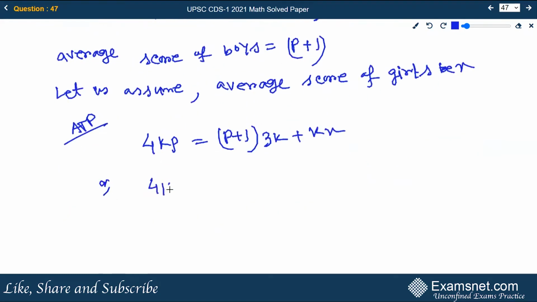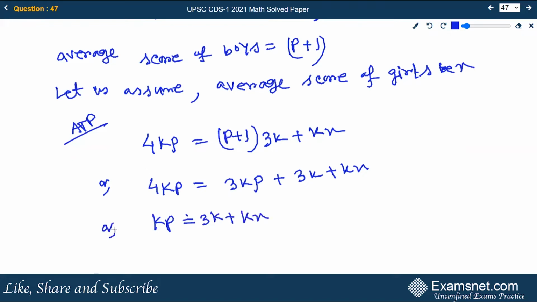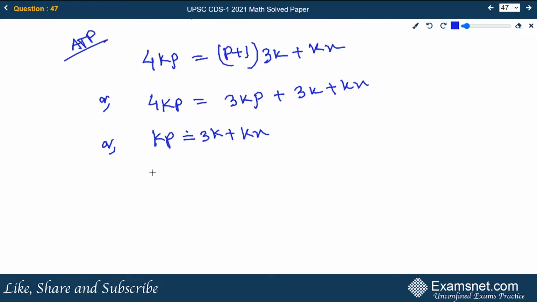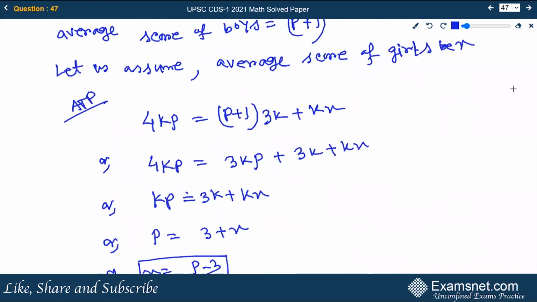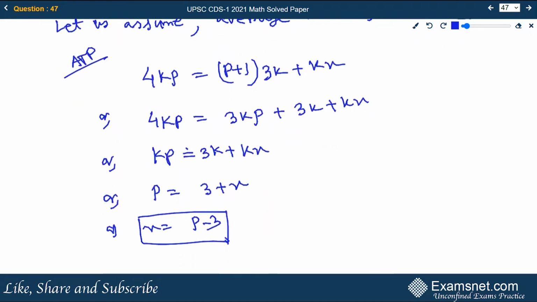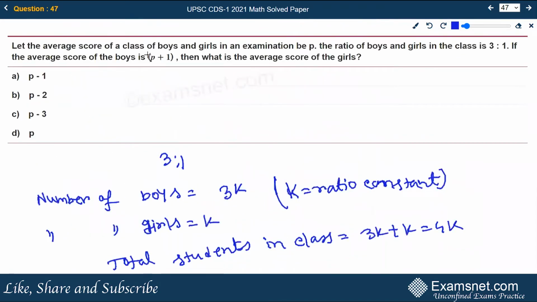Now let's solve it. We will get 4KP equals 3KP plus 3K plus KX. So we will get here KP equals 3K plus KX. From both the sides, all K will get cancelled. We will be left with P equals 3 plus X. That means X equals P minus 3. So the number of girls is K, and the average score for girls, that is X, is P minus 3. So here option C is the correct answer, P minus 3.